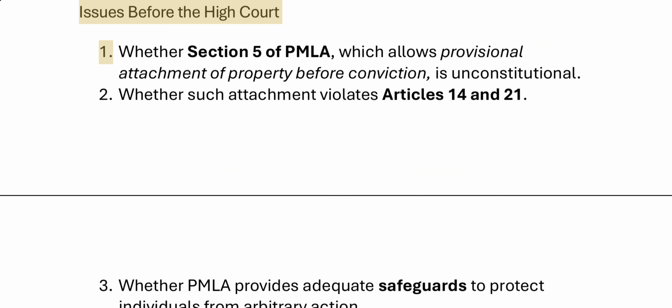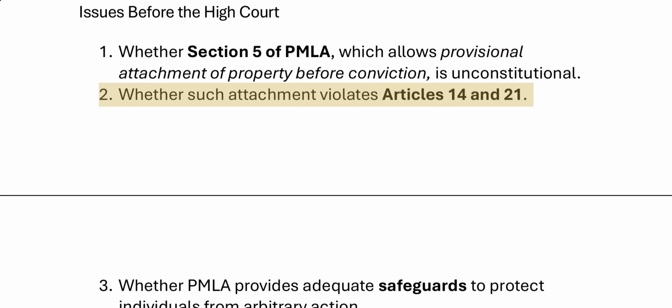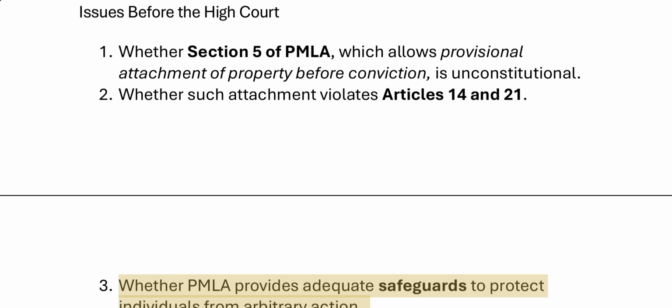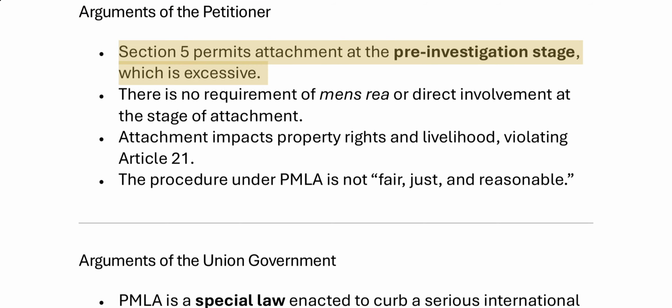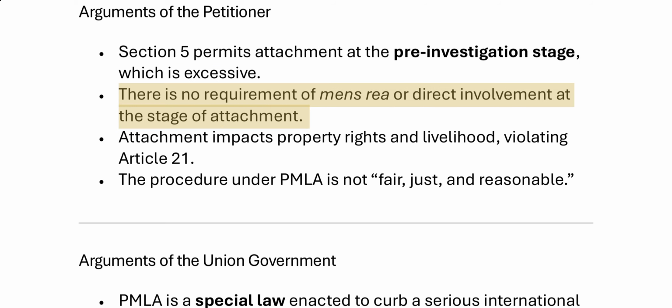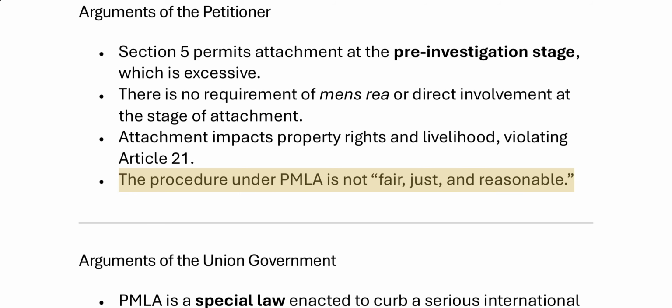Issues before the High Court. 1. Whether Section 5 of PMLA, which allows provisional attachment of property before conviction, is unconstitutional. 2. Whether such attachment violates Articles 14 and 21. 3. Whether PMLA provides adequate safeguards to protect individuals from arbitrary action. Arguments of the petitioner. Section 5 permits attachment at the pre-investigation stage, which is excessive. There is no requirement of mens rea or direct involvement at the stage of attachment. Attachment impacts property rights and livelihood, violating Article 21. The procedure under PMLA is not fair, just, and reasonable.